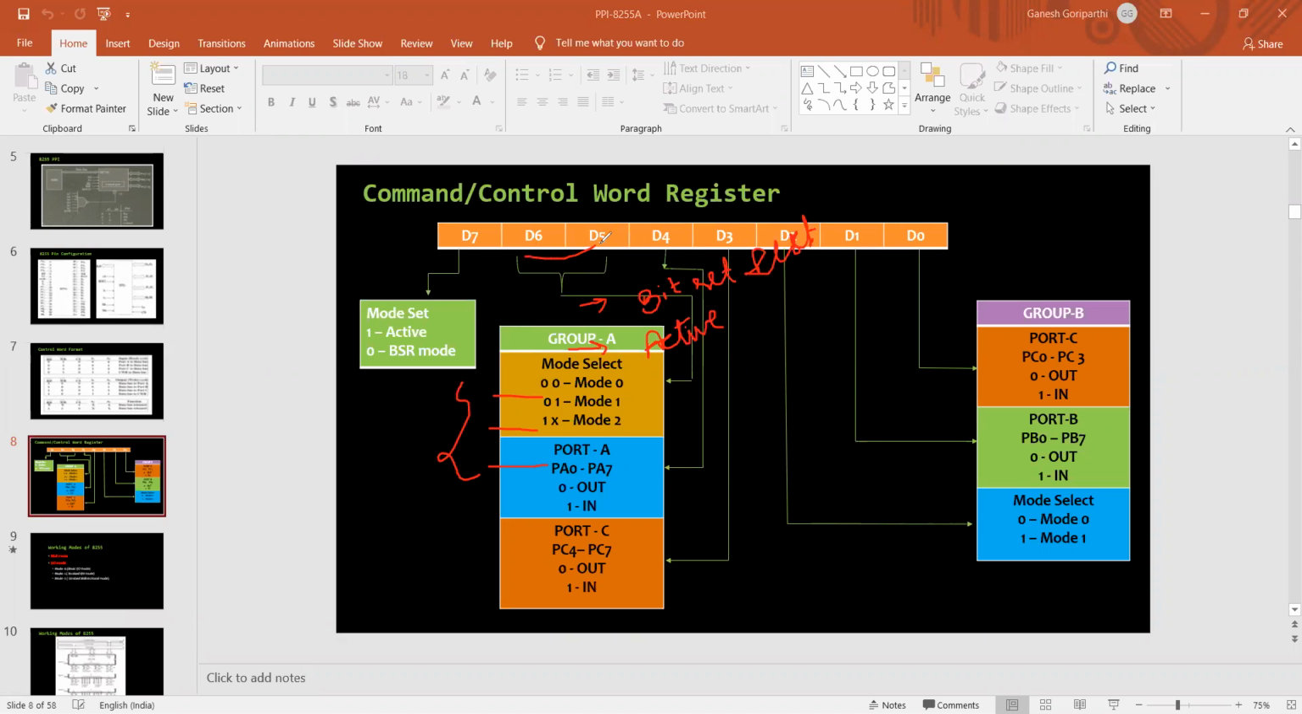These two bits decide the mode, and this D3 bit also decides the mode. So whether the ports are operating in mode 0 or mode 1 or mode 2, that is decided by these three bits in the command word. I'm just establishing the relationship between the operating modes and the command word, that means how from the command word we can control the operating modes. That I'm trying to make you understand.